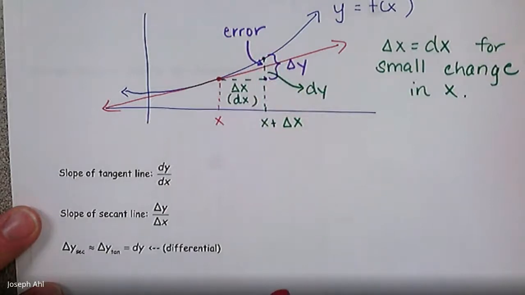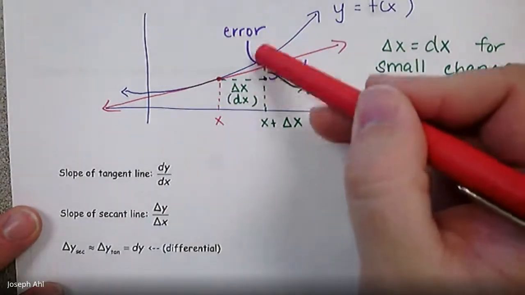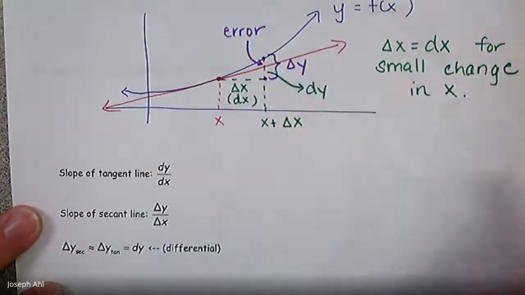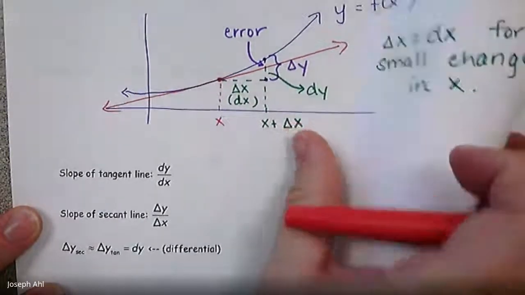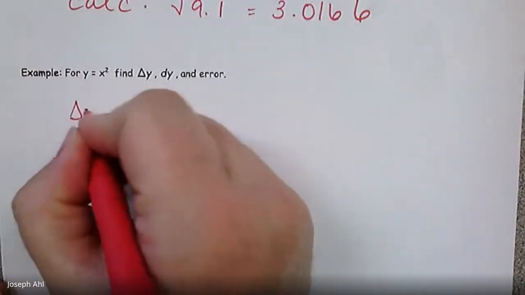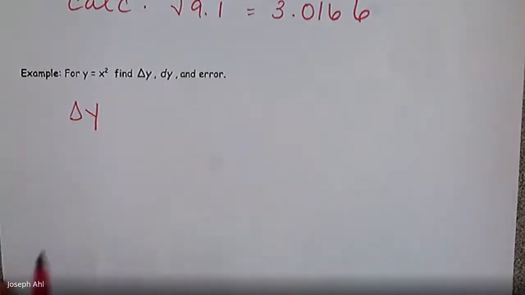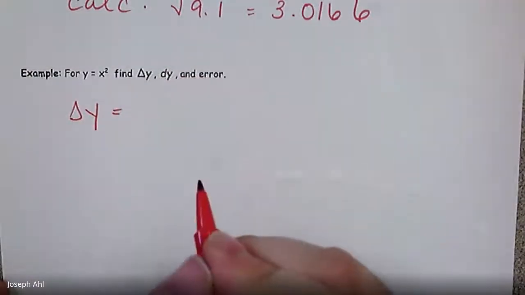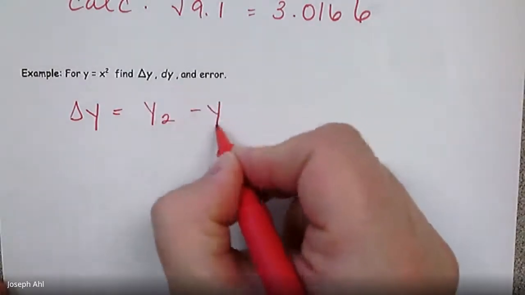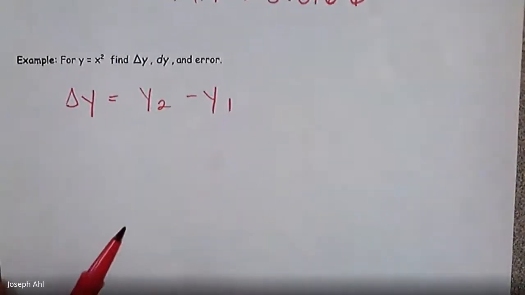So how are we going to calculate error? Error can be found by doing delta y minus dy. And that's how we'll get what this little error piece is right there. So let's apply that to the function y equals x squared. What we just saw a moment ago is that delta y can be written as the difference in the y values between your 2 values of x. So you can write it initially as y2 minus y1.